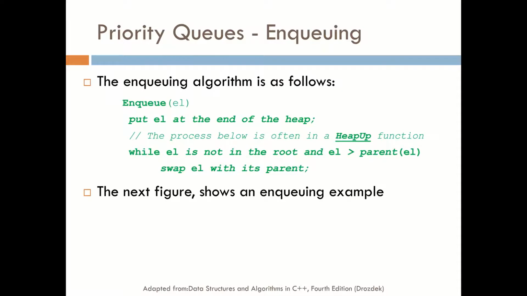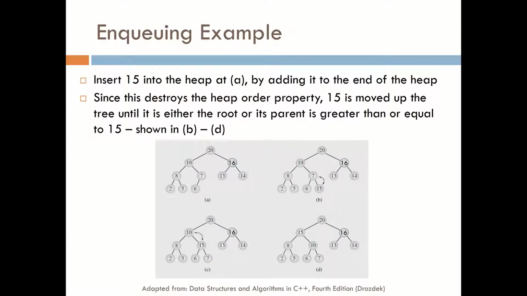So let's take a look at an enqueuing example. Let's look at this particular heap that we have at A. This is a max heap. You notice that 20 is greater than both 10 and 16. 10 is greater than 8 and 7. 16 is greater than 13 and 14. 8 is greater than 2 and 5, and 7 is greater than 6. That's greater than or equal to for all of those.